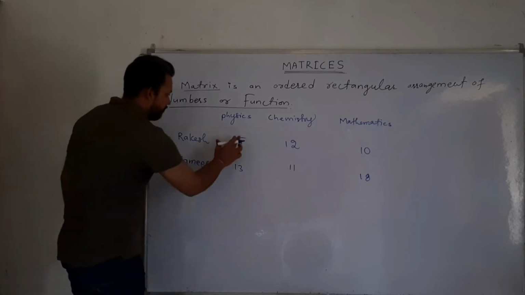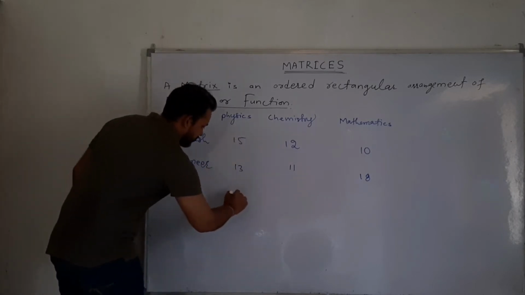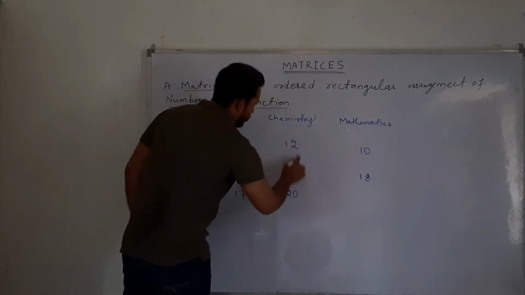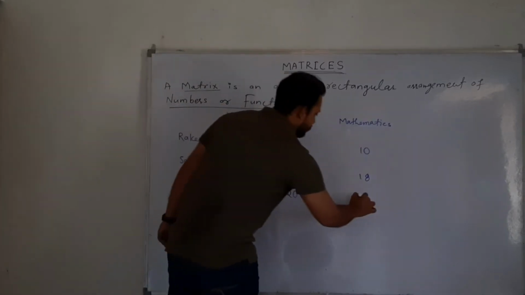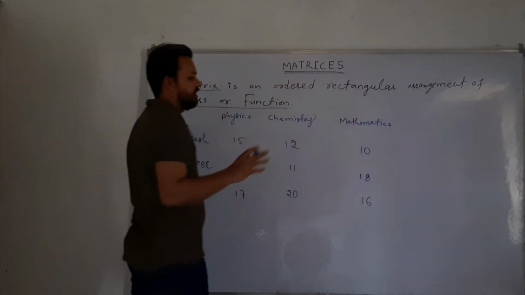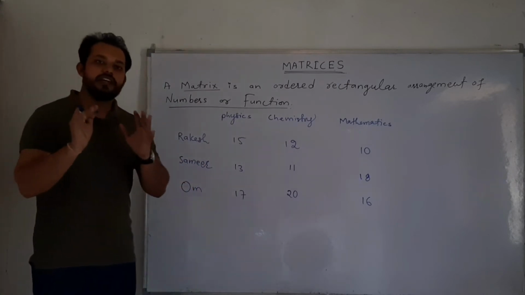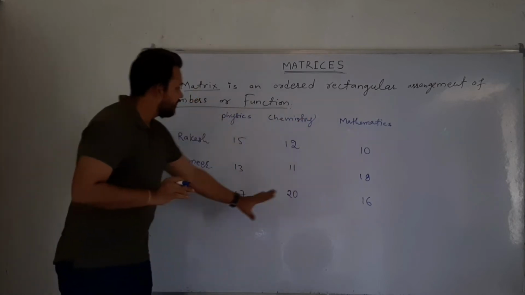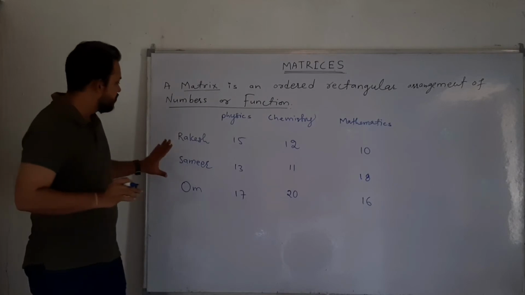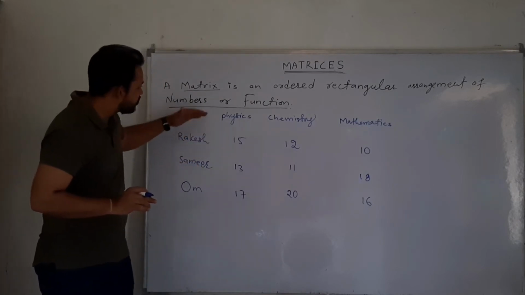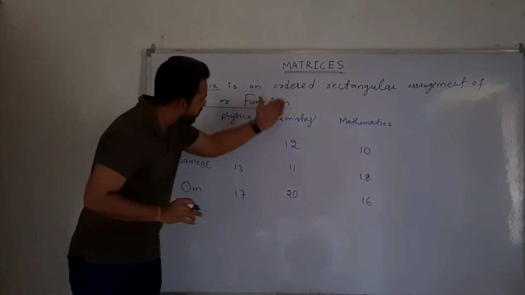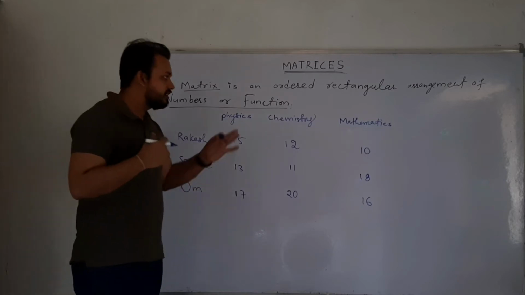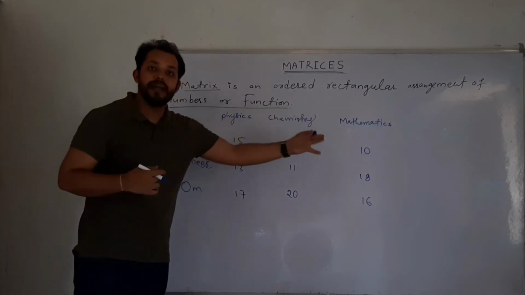And Om obtained 17 marks in physics, 20 marks in chemistry, and 16 marks in mathematics. This is the data we have. That means we arrange numbers in an arrangement, an arrangement of marks obtained by certain students in particular subjects. And now we will learn how to convert this data into a matrix.